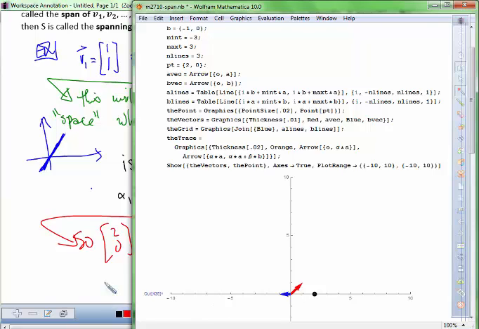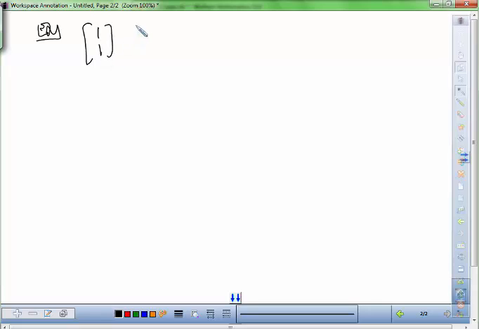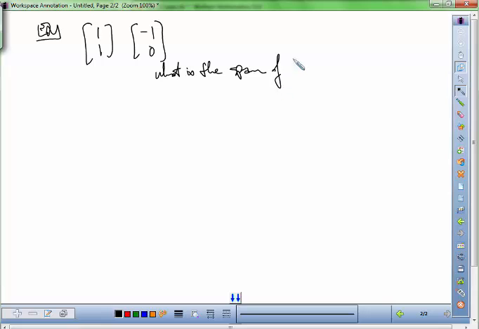Now let's start up another page with a new example. What were my vectors again? (1, 1) and (-1, 0). So these are my two vectors. Let's figure out what the span of these two vectors is. If I were to ask you what the span of these two vectors is, what do you think you can say?